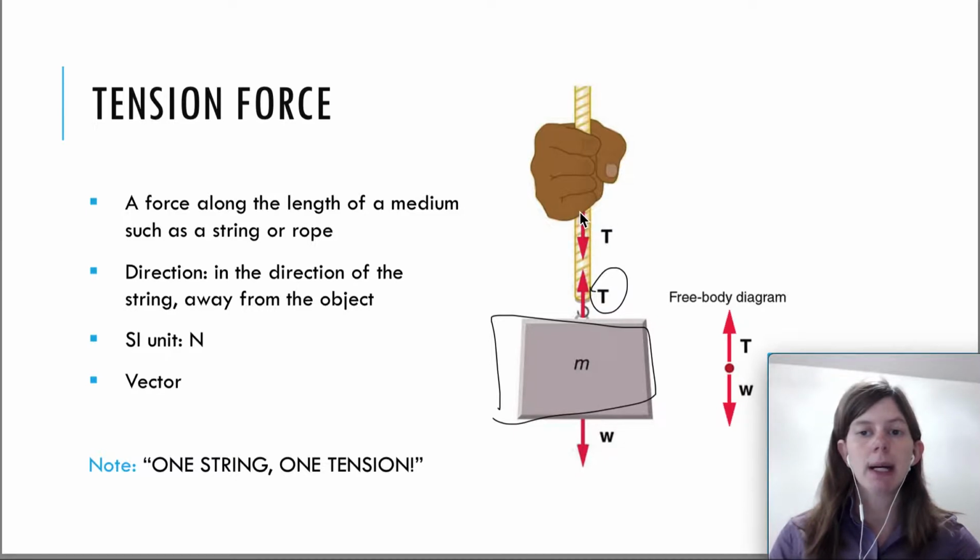But if we're going to draw a free body diagram for the mass here, which we have done here, then we don't care about the tension acting on the hand. We only care about the forces acting on that one object. So there would be the tension going upward and a weight going downward. Tension is a force, so the unit is a Newton, and it's a vector. I have a little saying that I usually have my students say out loud together so they don't forget: one string, one tension. All I mean by this is that, as you can see in this picture, you have one string here. So this tension, the force pulling down on the hand, must be equal to this tension, the force pulling up on the mass, because this tension is along the same string, so it must be the same tension.